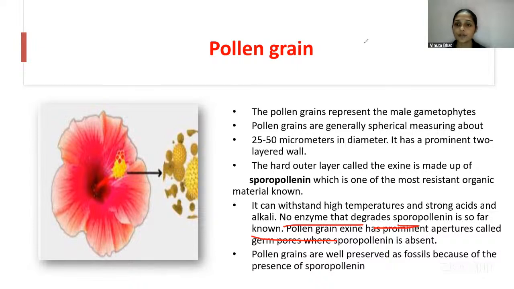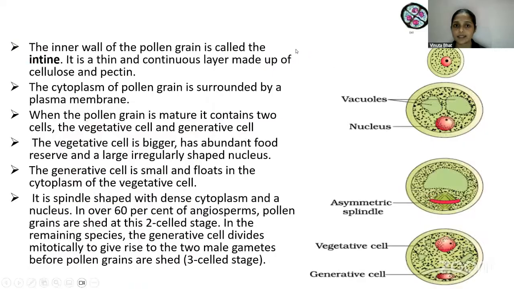Where the sporopollenin is absent, from that region the pollen tube forms, which is able to release the gametes. So that is the germ pore, where the sporopollenin is absent. Here you can see this is the outer layer, the exine. In some regions the sporopollenin is absent.